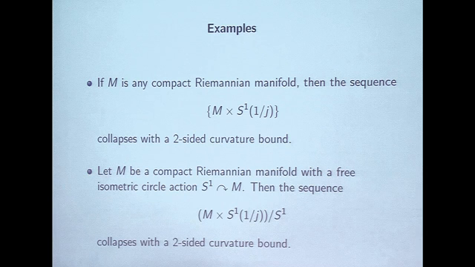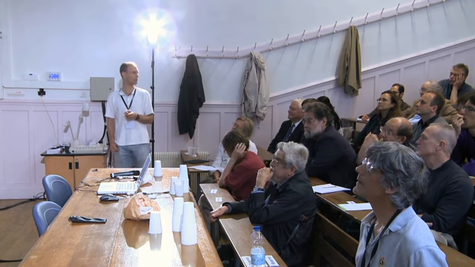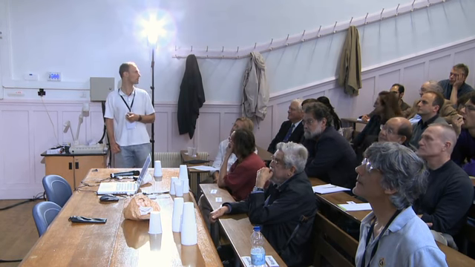And this sequence of manifolds also collapses with a two-sided curvature bound. Now, the point about this sequence is that, topologically, we're first taking the product with the circle and then dividing out by the circle. So the underlying smooth manifold here is diffeomorphic to the original manifold M. This produces a sequence of metrics on the same underlying manifold, which collapses.